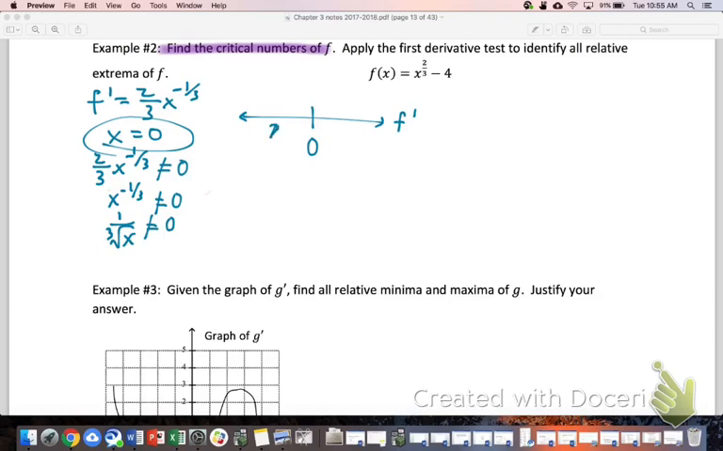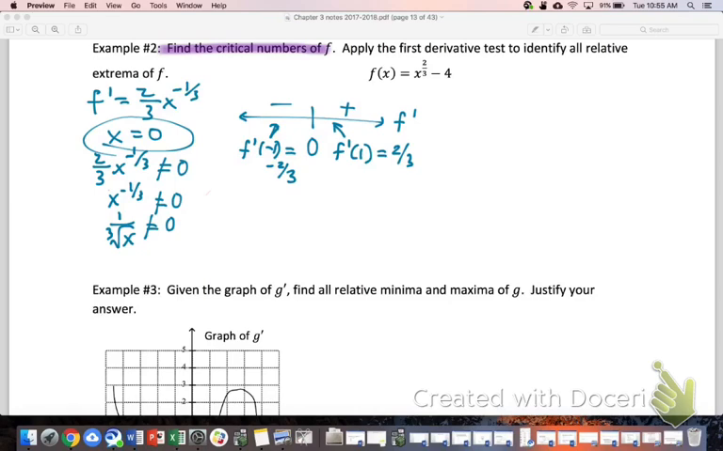So if I tried maybe -1, f prime of -1, let's see here, -1 to the -1/3 is -1 times 2/3 is -2/3. I agree. So I'll go negative right there. And then by the same kind of logic, f prime of 1 would be pretty smart. And that should be positive 2/3.